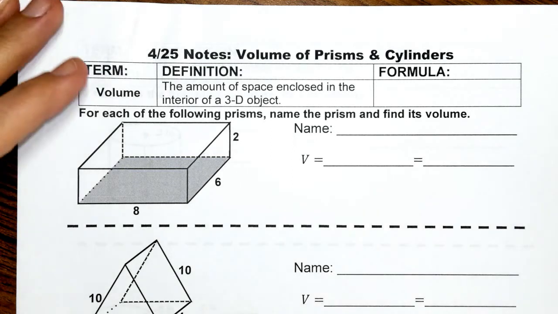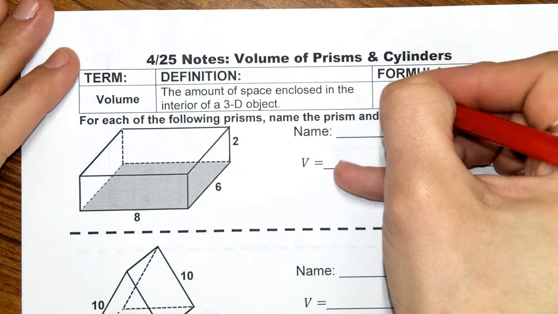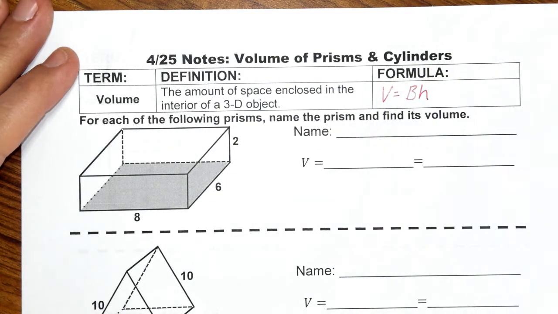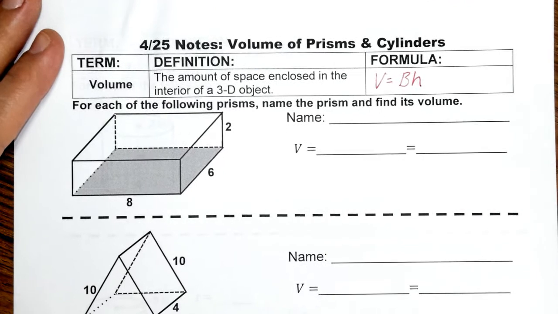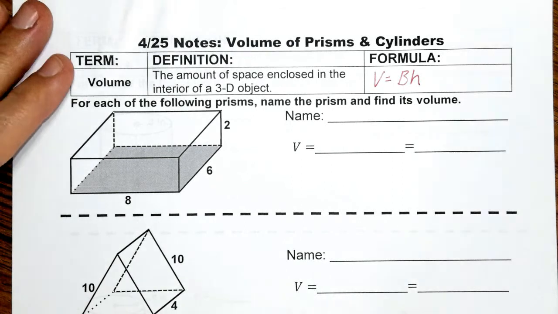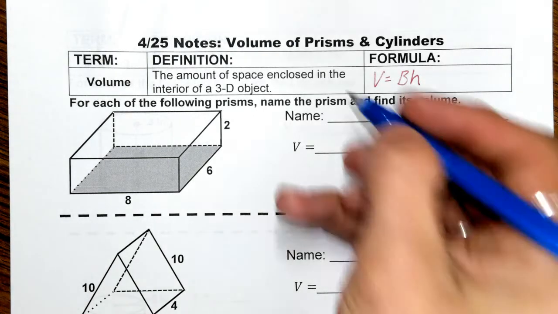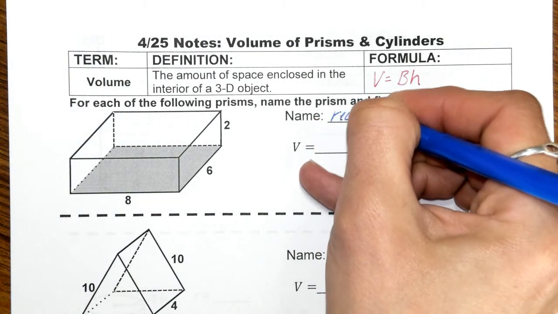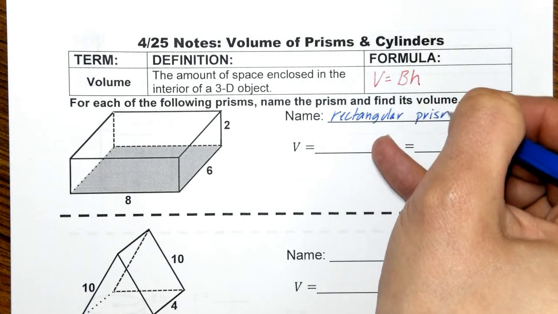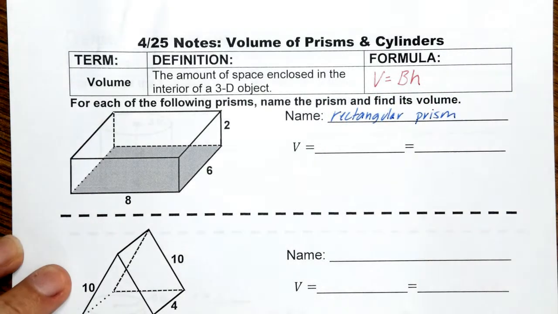So first of all, the formula. The formula for volume of any prism is big B, little h, which we've already discussed. Big B is area of the base. H is going to be that height connecting the two bases together. First one here, we're going to see all rectangles. So that tells us we have a rectangular prism. And now we don't need to find big P anymore. All we need is big B and little h.